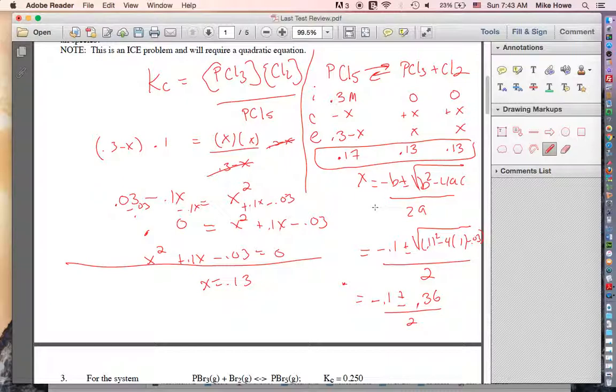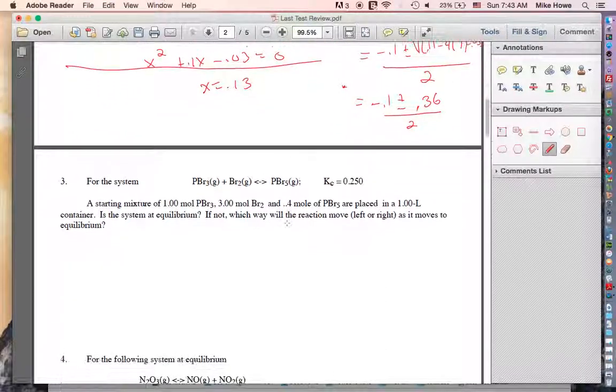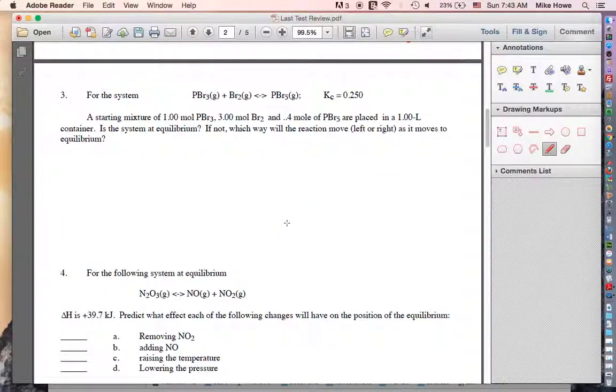All right, there we go. That was problem number 2. Problem number 3. For the system given here, we know that we have 1, 3, and 0.4 placed in a 1 liter container. Once again, this problem is nice because it's in a 1 liter container. We need to know molarities, but it's easy because you just divide by 1. All right, is the system at equilibrium?